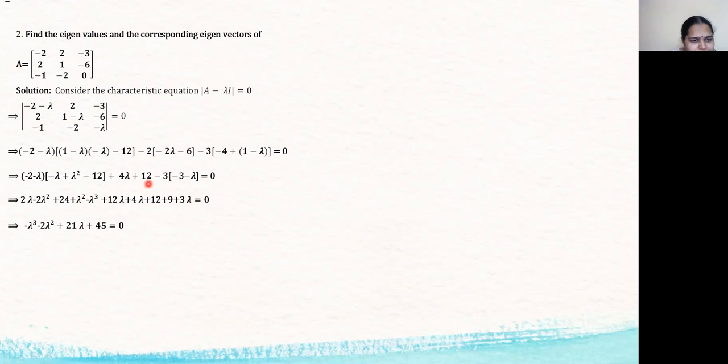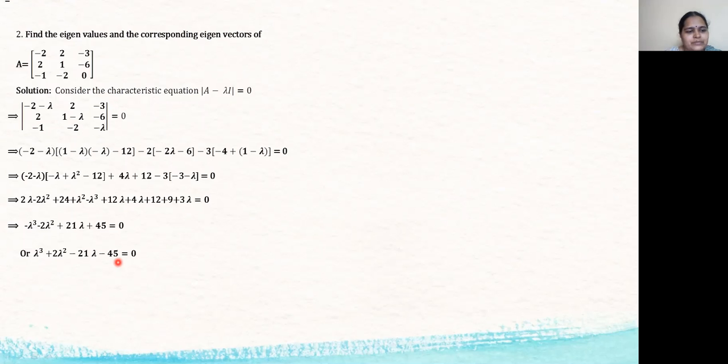Now we will write it order-wise. First the lambda cube term: minus lambda cube, then minus 2 lambda square, and then 21 lambda plus 45 equal to 0. 12 plus 9 plus 24 gives us 45. Lambda terms: 2 lambda, 12 lambda, 14 lambda, 18 lambda, and then plus 3, 21 lambda. Then we multiply this with minus 1, and we get lambda cube plus 2 lambda square minus 21 lambda minus 45 equal to 0.